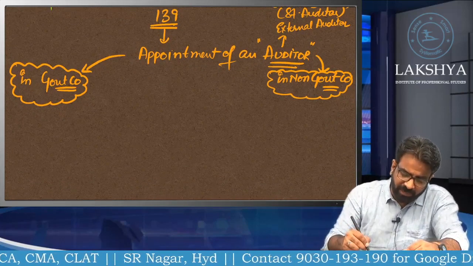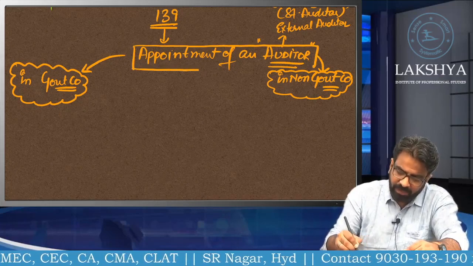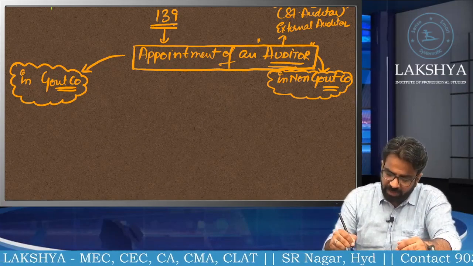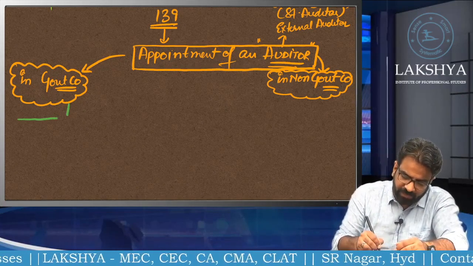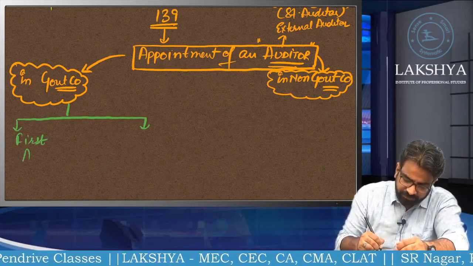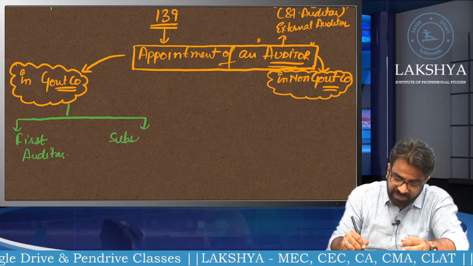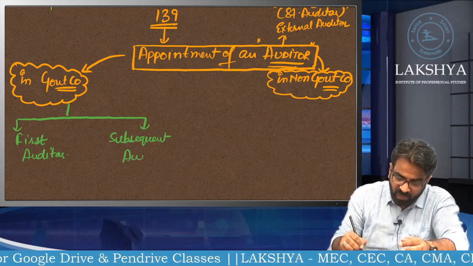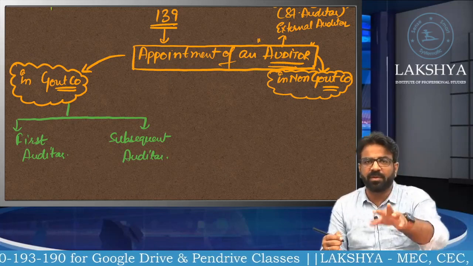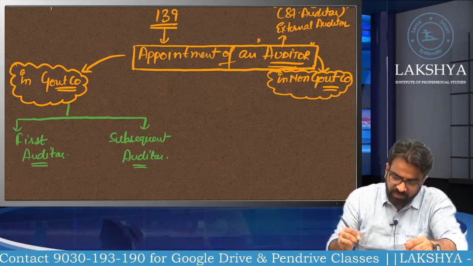Now let it be a government company or let it be a non-government company, in every company there are two types of auditor. One is known as the first auditor of the government company. Another one is known as the subsequent auditor of the government company. Theek hai sir? So let it be a government company or a non-government company, there are always two types of auditor: one is known as the first auditor and one is known as the subsequent auditor.